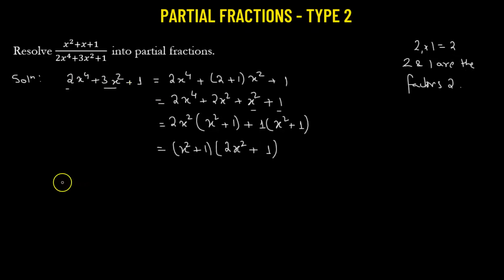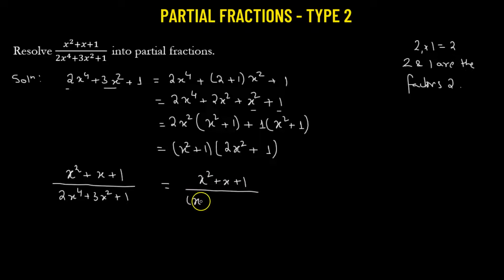So these two are the factors of 2 times x raised to the power of 4 plus 3x squared plus 1. Meaning, we can rewrite our rational fraction, x squared plus x plus 1 whole divided by 2x raised to the power of 4 plus 3x squared plus 1, as x squared plus x plus 1 whole divided by x squared plus 1 times 2x squared plus 1. So we have just factorized our denominator, but immediately we can say that we can resolve this rational fraction into 2 partial fractions.